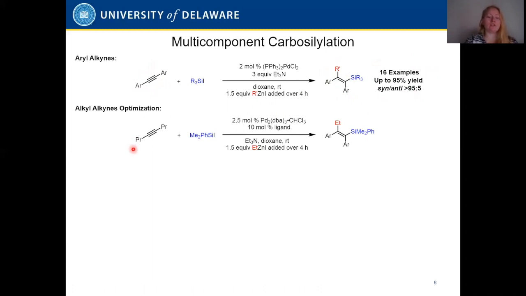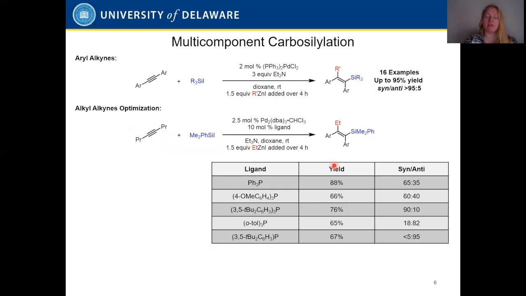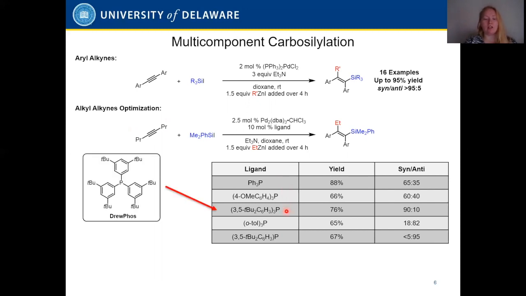So then they wanted to pursue alkyl substituted alkynes, and they started with 4-octyne as the model substrate. And they thought that simply by changing the ligand, they could achieve this tetrasubstituted vinylsilane. So using palladium DBA chloroform as the palladium source, they explored a variety of different ligands to increase yield and selectivity. And you'll notice that by increasing steric bulk of the phosphine to this DrewPhos catalyst, they were able to get excellent selectivity for the syn product, which is pictured here.